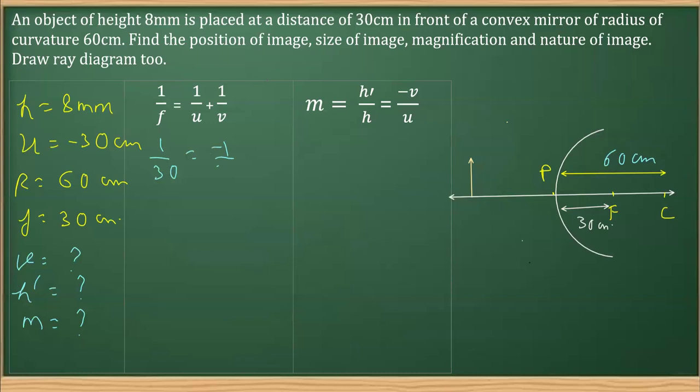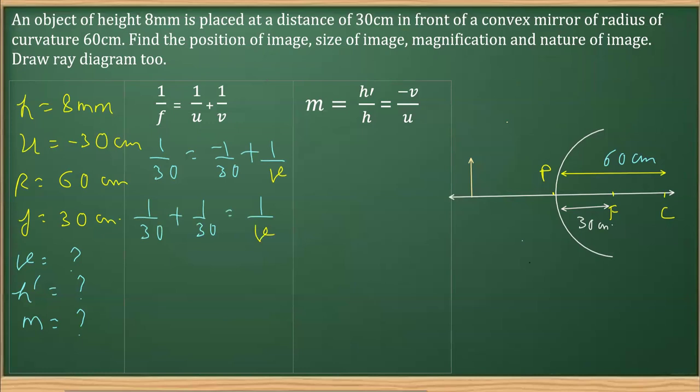So it's minus 1 over 30 plus 1 over V. V is what we have to get here. Now, if I transpose these values to the other side, it is 1 over 30. If I transpose this to the left, we will get this as positive. That is positive 1 over 30 is equal to 1 over V. This is what we have to get.